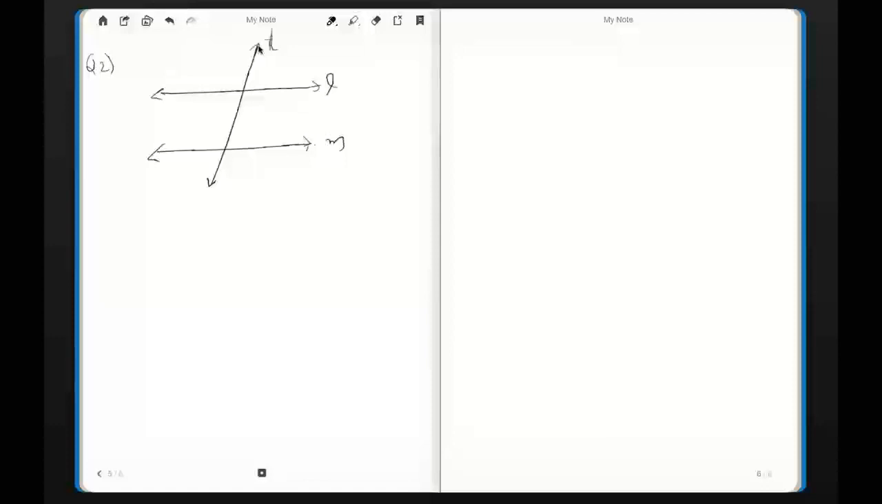If the interior angles of the same side, the consecutive interior angles, are, so here these are the consecutive interior angles. The first one is 2x minus 8 degrees, and the other one is 3x minus 7 degrees.